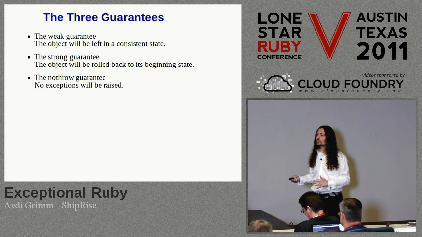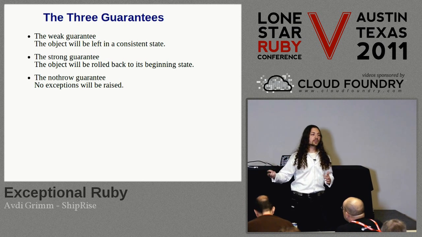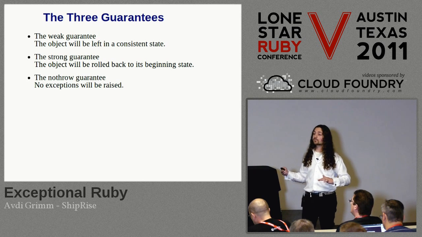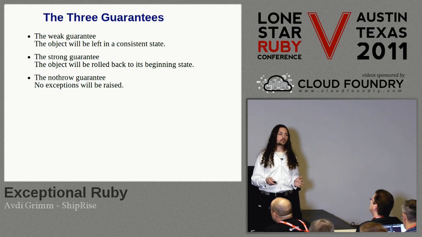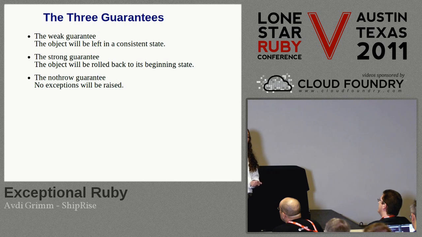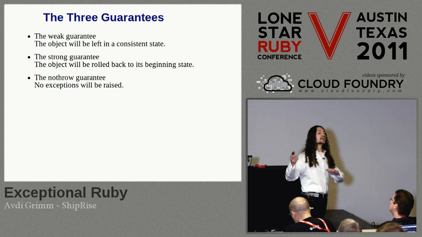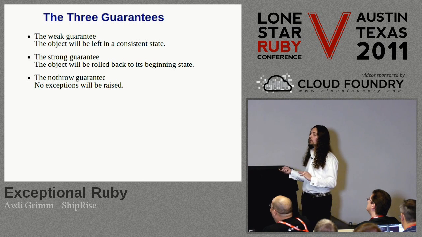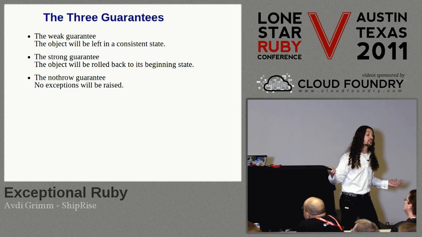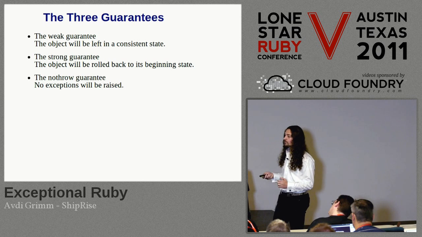And there are traditionally three levels of exception safety. There's the weak guarantee, which says if an exception is raised, the object will be left in a consistent state. It might not be the same state that it started in, but at least it'll be consistent. It won't be just broken. There's the strong guarantee, which says if an exception is raised, the object will be rolled back to its state before the method was called. And that's kind of a transactional behavior. And then finally, there's the no-throw guarantee, which promises that no exceptions will be raised at all.